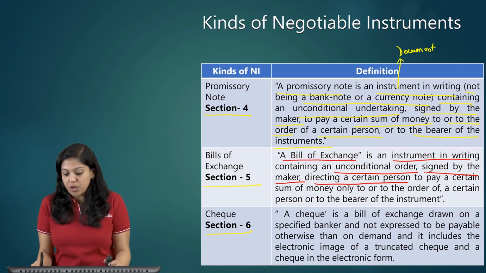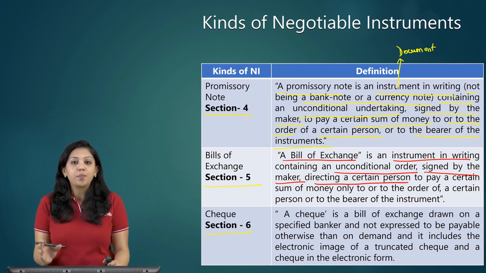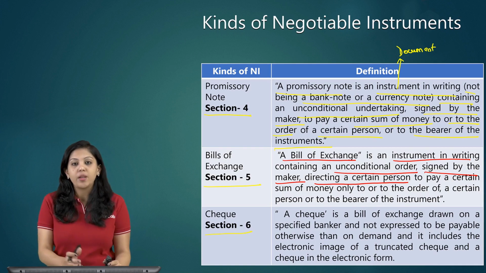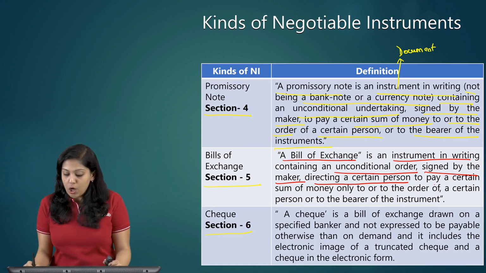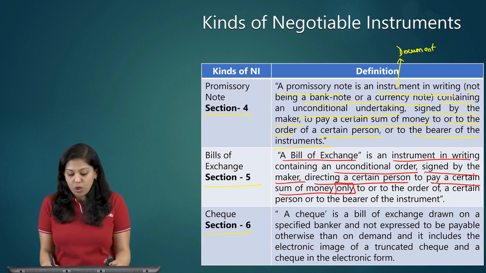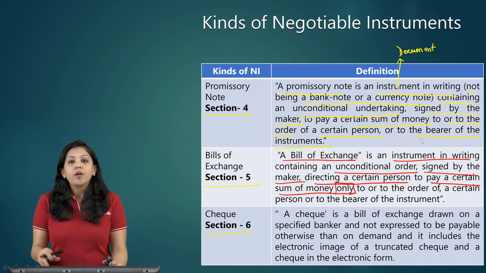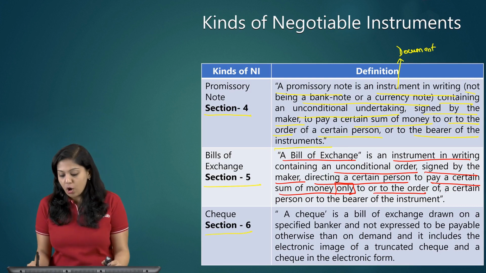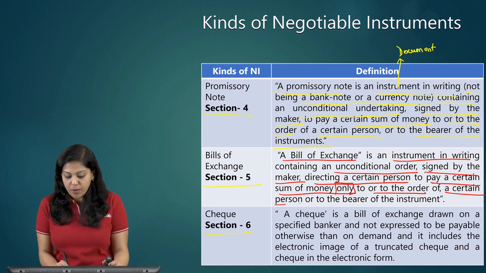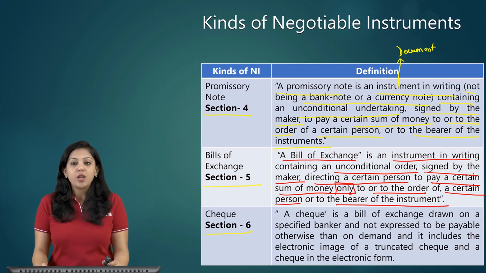Directing a certain person, that is the drawee, the person who is obligated to make payment, that is the debtor, he will be called the drawee in case of a bill of exchange, to pay a certain sum of money only. So here the word only should be used. Why? Because these negotiable instruments can be used only for cash transactions and not for transacting anything in kind. To the order of a certain specified person or to the bearer of the instrument. So this is the meaning of a bill of exchange.